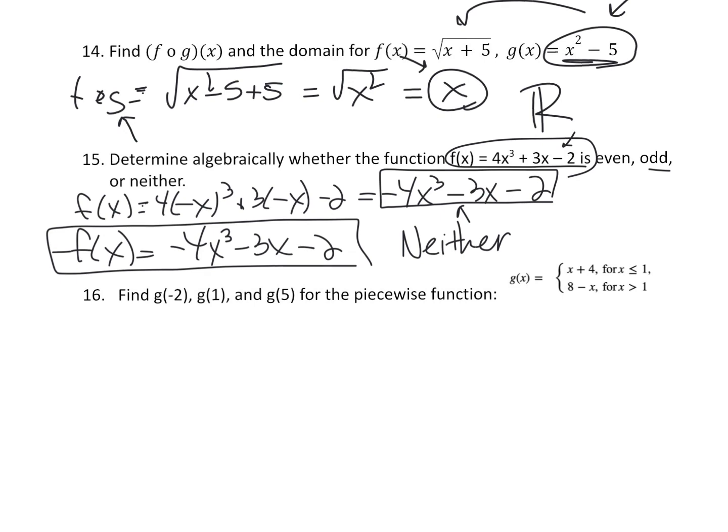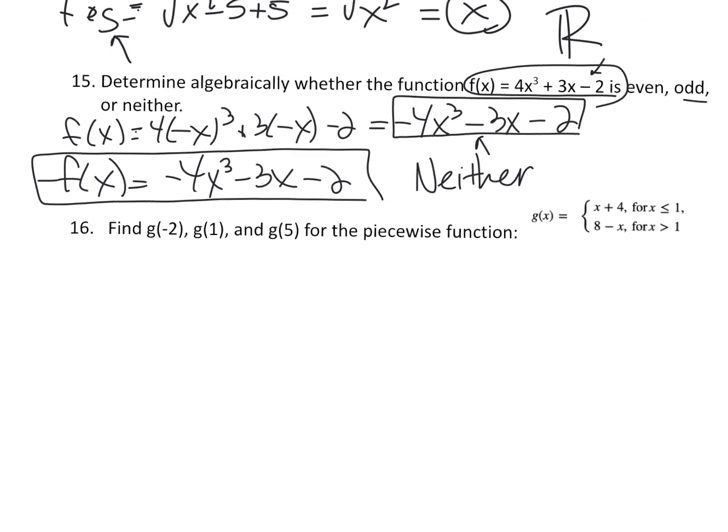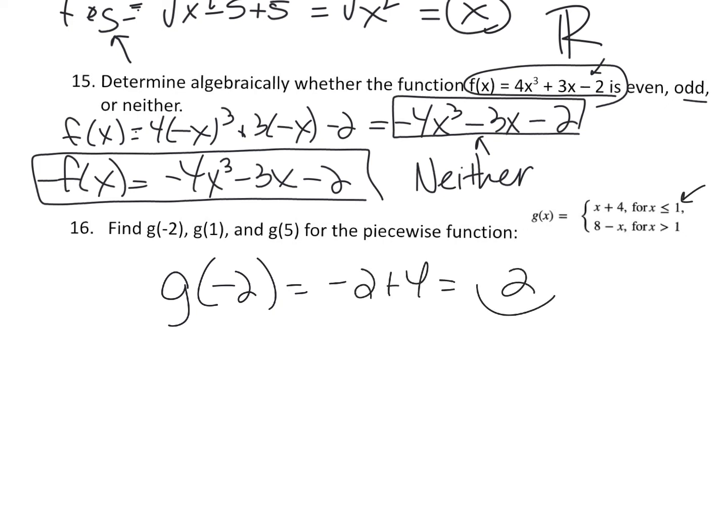All right, last one. Number 16. 16, there's 3 parts. You got to give 3 answers. The first part says g of negative 2. You got to figure out where am I going to plug the negative 2. Well, since the negative 2 is less than 1, I'm going to plug it in for that x, negative 2 plus 4, and you get 2. There's the first answer.